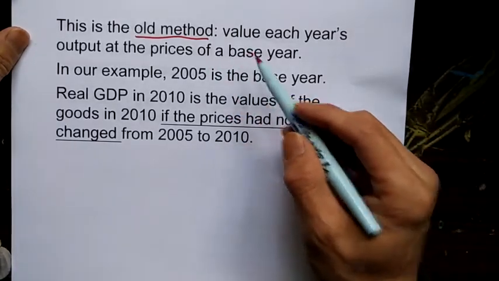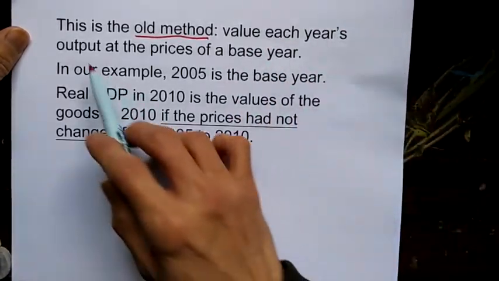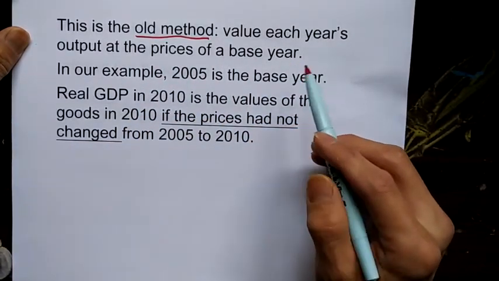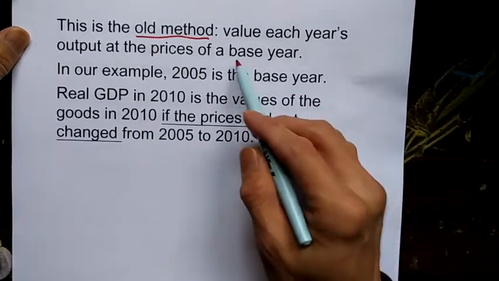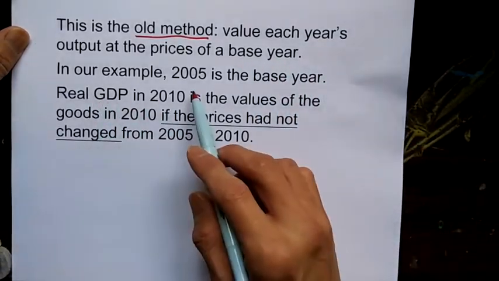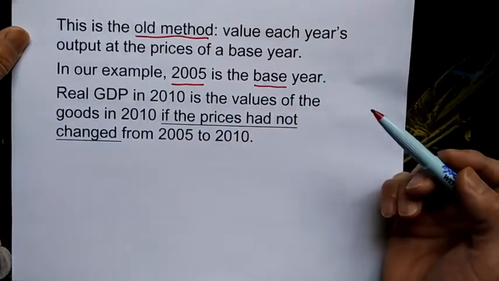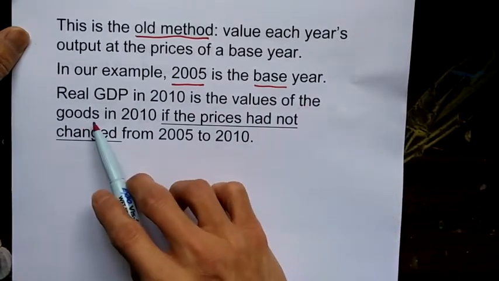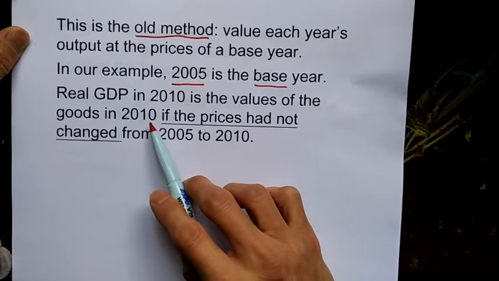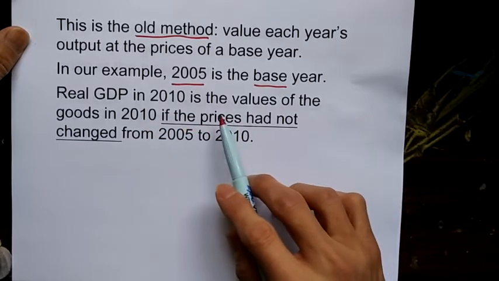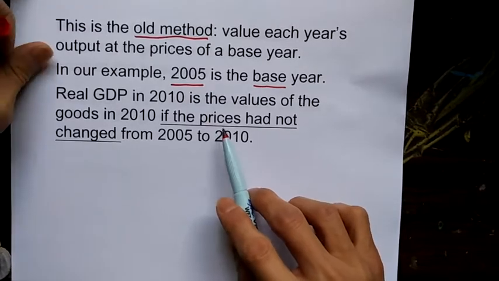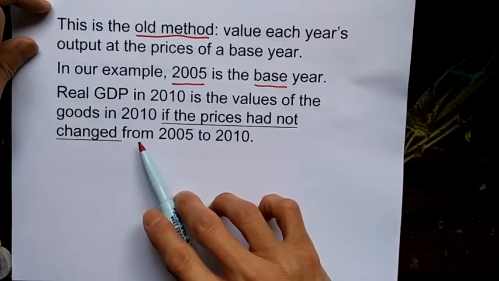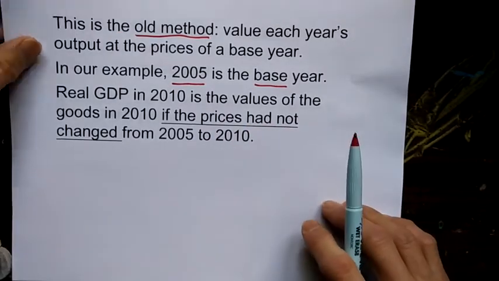So the old method's idea is you value each year's output at the price of a base year. So you pick the base year and fix the price level at the base year. In our example, we use 2005 as the base year. And real GDP in 2010 is the value of the goods and services in 2010, but you use the price in 2005. That is, you assume that the prices in 2005 had not changed from 2005 to 2010.